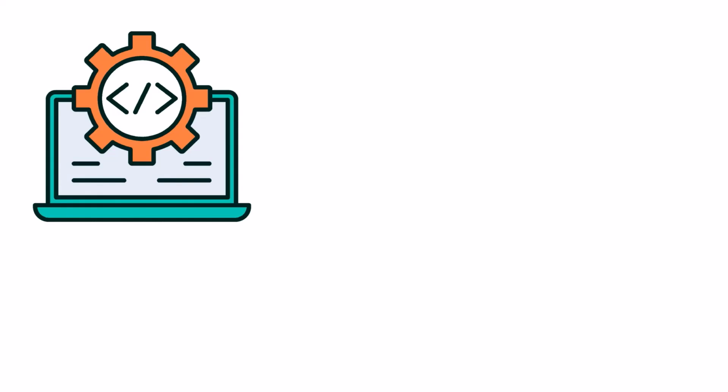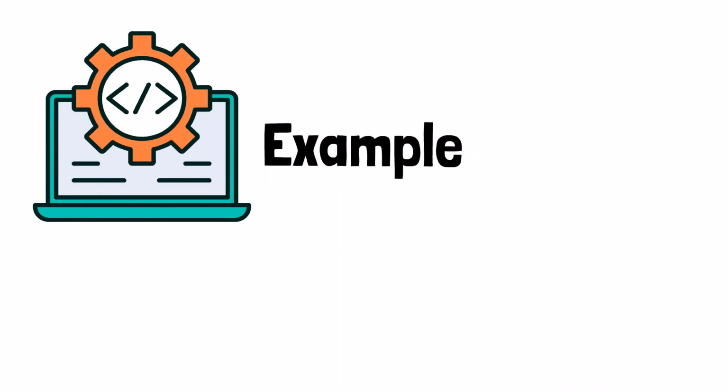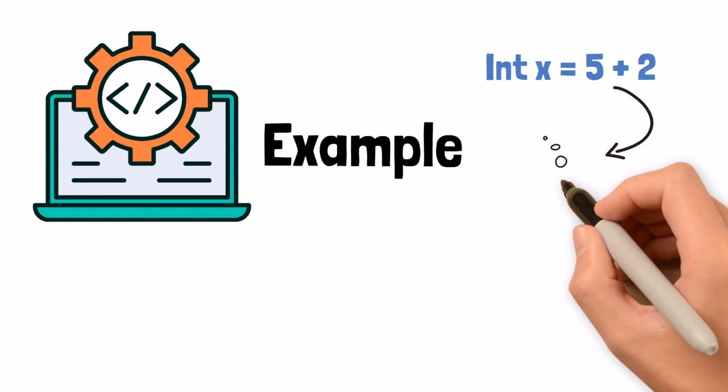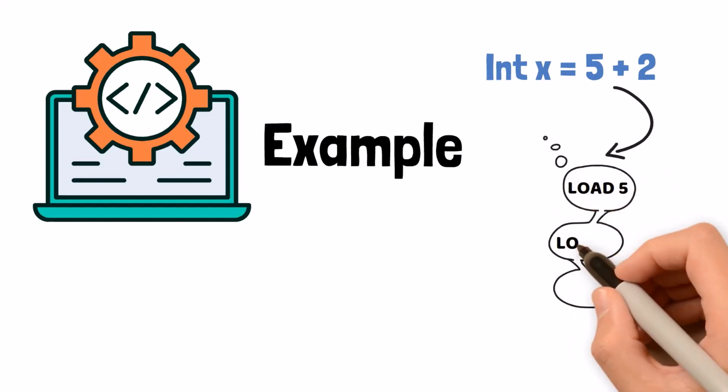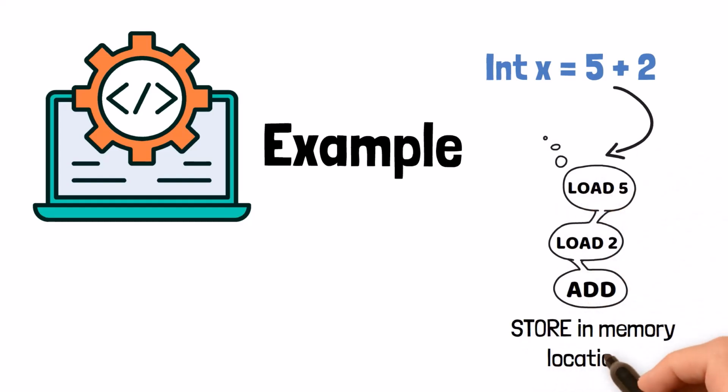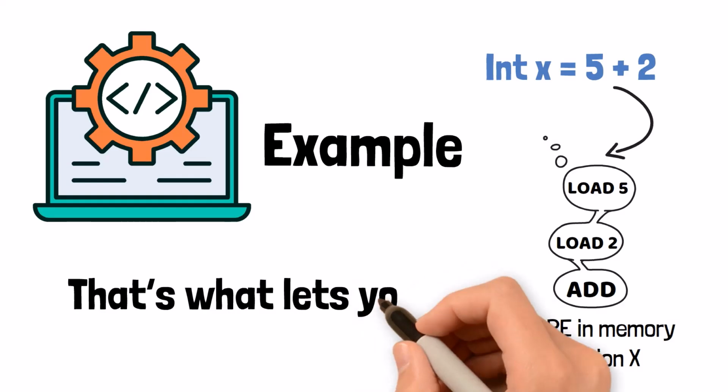Let's use a simple example. Suppose you write int x = 5 + 2. The compiler takes this line and turns it into a set of instructions the CPU can actually run, like: load 5, load 2, add, store in memory location x. That's what lets your programs come to life.